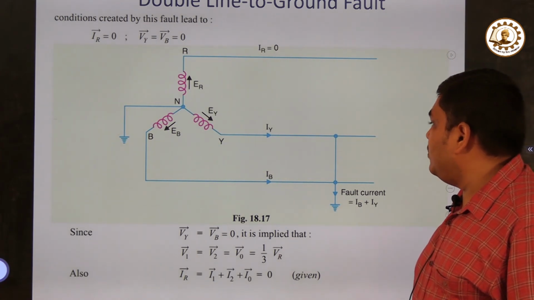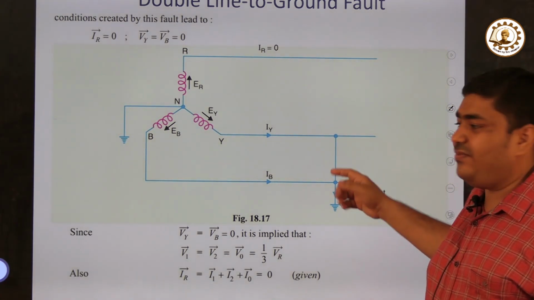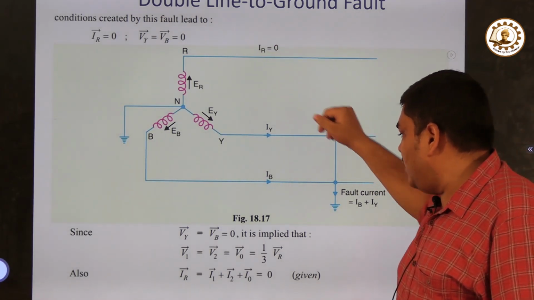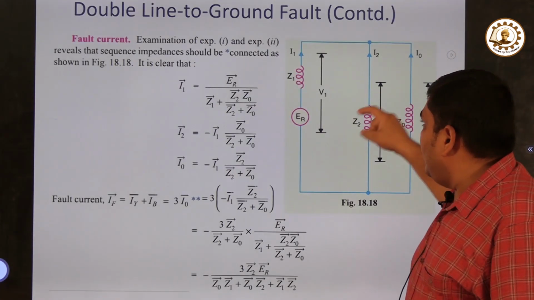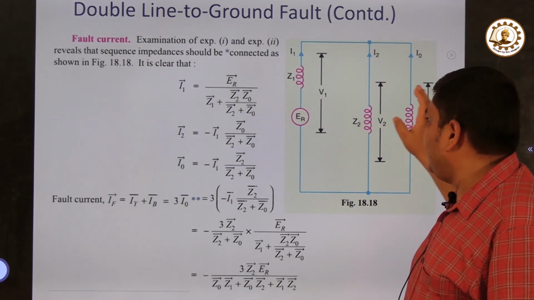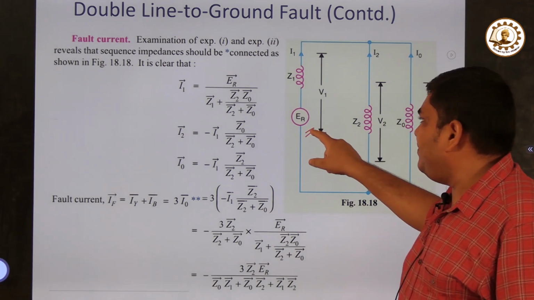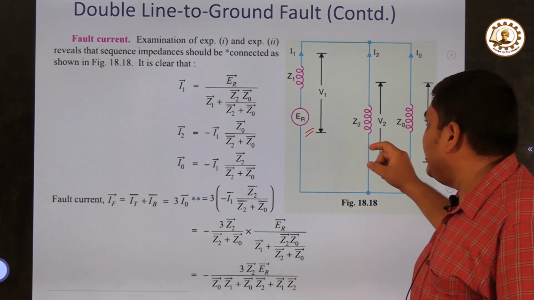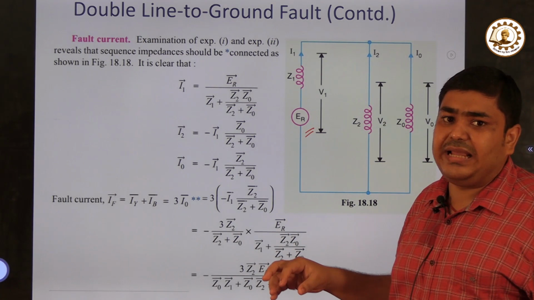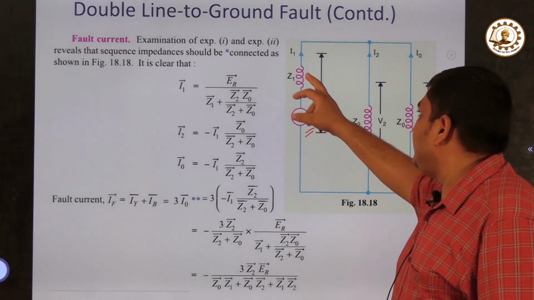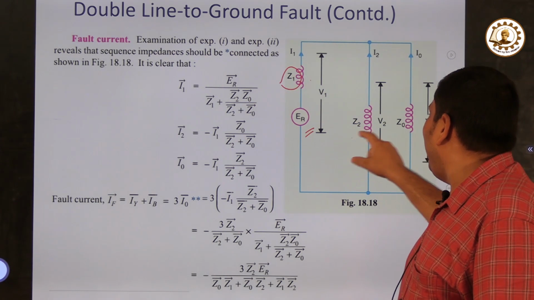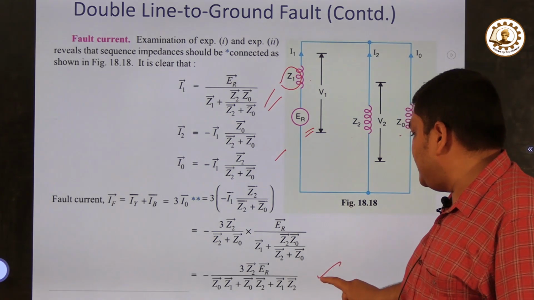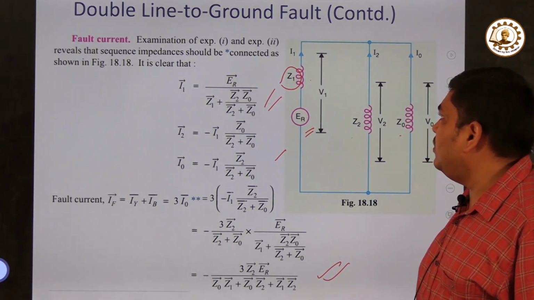Next, double line to ground fault. Here Y phase and B phase are short circuited. That's why IR is 0, and in the realization of the figure, this is the generated EMF ER. Okay, and in this circuit you wish to calculate the equivalent value of Z, where Z1, Z2 and Z0 are parallel. So you put this and simplify, and you get the formula for the double line to ground fault.